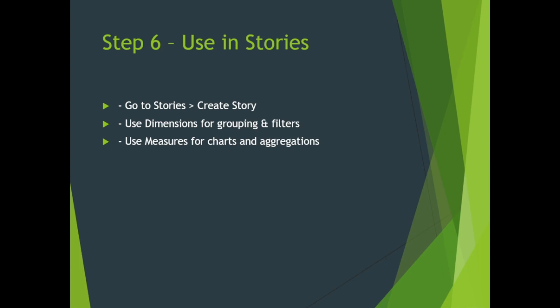And on step number 6, we will use this model in our story. So we have to go to the story and then click on create story. Use dimensions for grouping and filtering, and use measures for charts and aggregation. Then we will select any chart or table. At the stage where we have to select a measure, we can select our desired measure, and for the grouping and the filter, we will select our desired dimension in the dimension section.